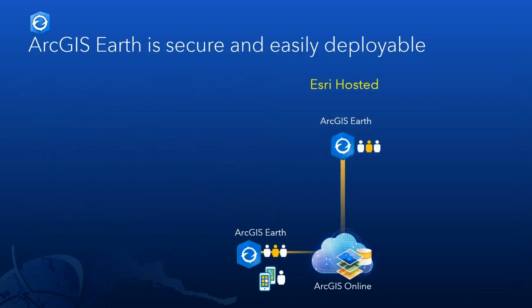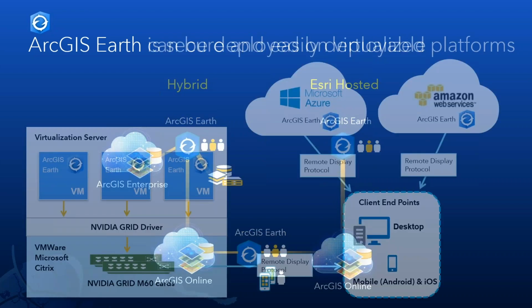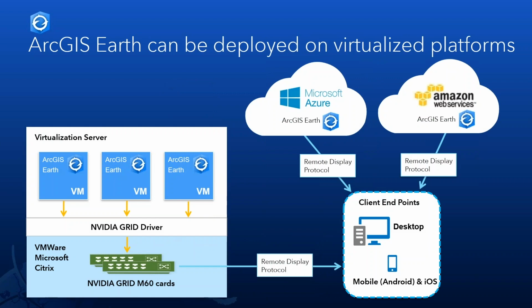So we can also connect securely to ArcGIS Online and access hosted content by Esri. Additionally, you can combine content from both ArcGIS Online and ArcGIS Enterprise in a more hybrid approach. And if you're wondering, ArcGIS Earth can also be deployed in a virtualized environment, such as with AWS and Microsoft Azure.